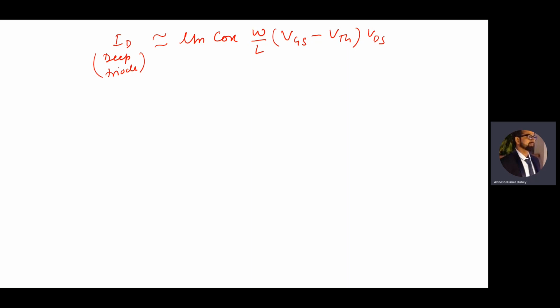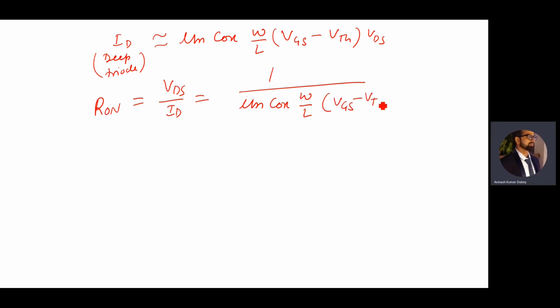So from here we can write the resistance, which is the deep triode resistance R_on, that is nothing but VDS upon ID. Okay, and that is 1 divided by mu_n COX W by L times (VGS minus VTH). So for a very small value of VDS, this MOSFET can work as a linear resistor, and this is the value of the resistance.